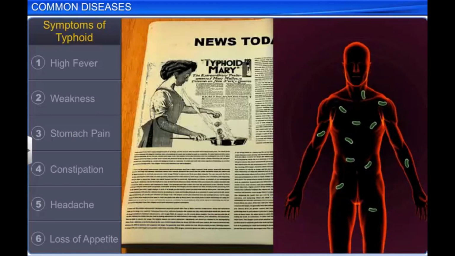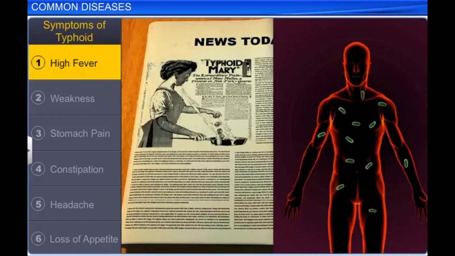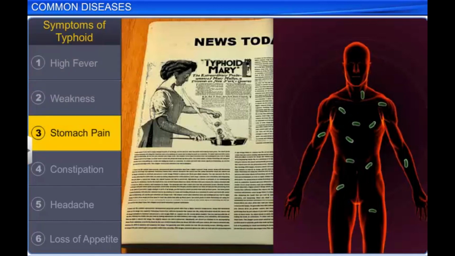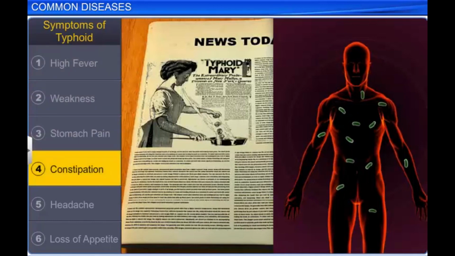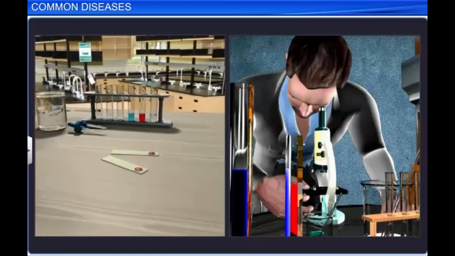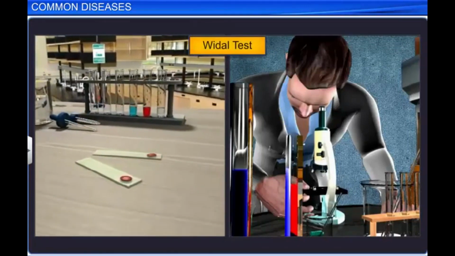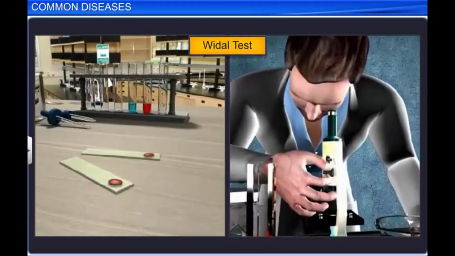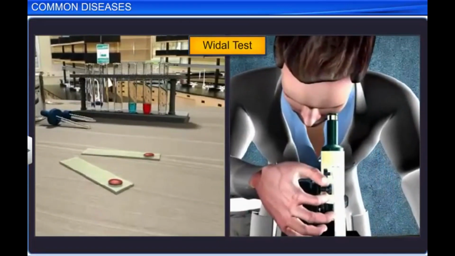She did not display any common symptoms of typhoid like high fever, weakness, stomach pain, constipation, headache, and loss of appetite. Typhoid fever can be confirmed by a Widal test. In extreme cases, typhoid can cause intestinal perforation and death.